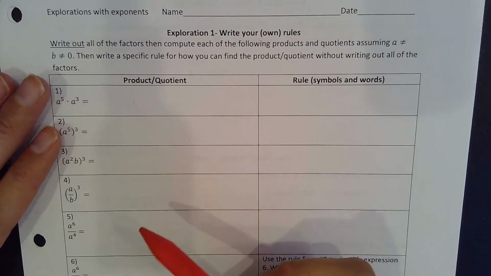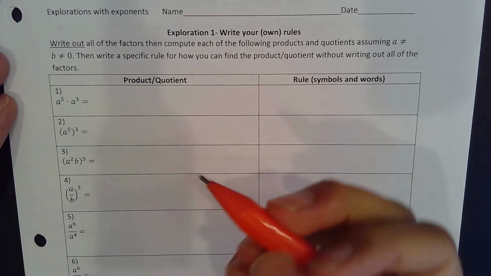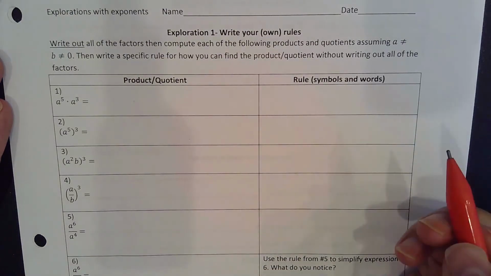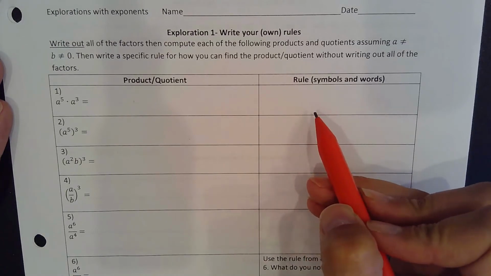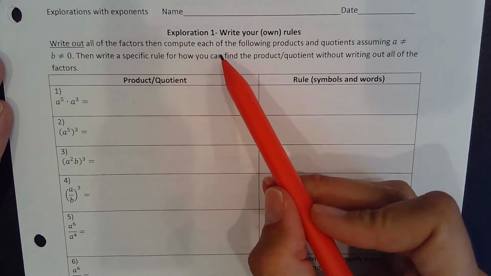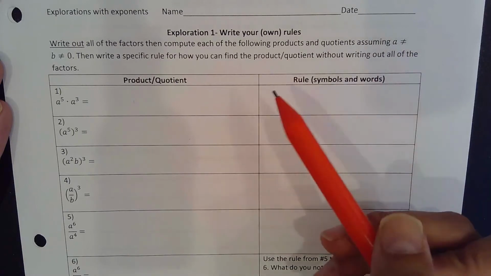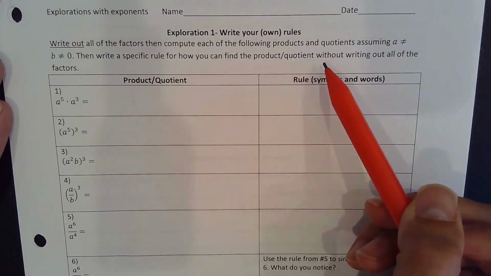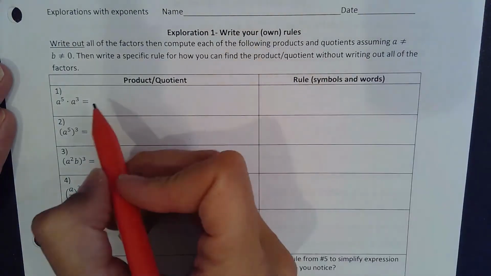Good morning. So today we're going to look at rules of exponents, and we know what they are, so hopefully we can now put them in words and symbols a little bit. So I want you to write out all the factors, then compute each of the following products and quotients, assuming A and B are not equal to 0. Then write a specific rule for how you can find the product or quotient without writing out all of the factors. Okay, so let's do the first one together.